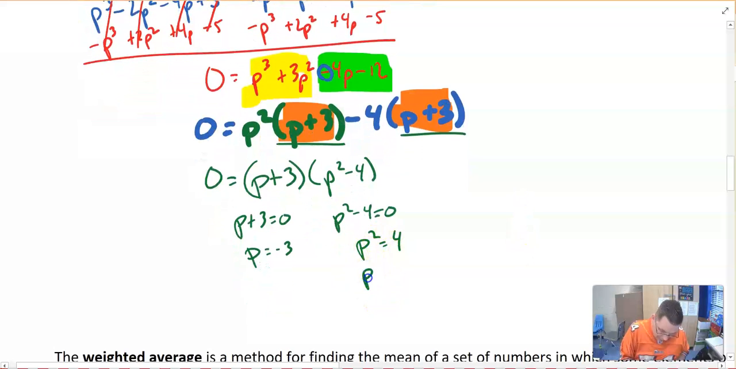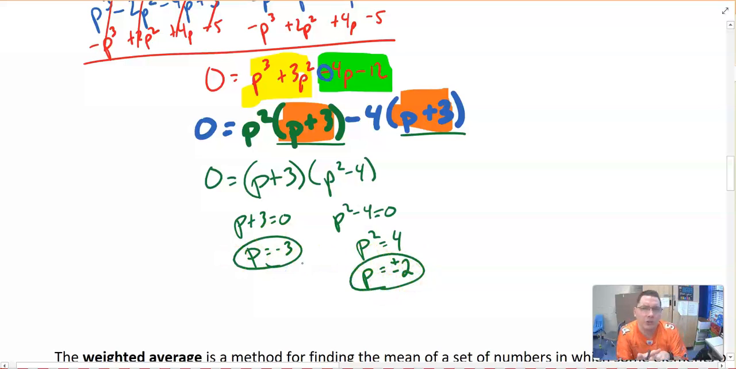So take the square root of both sides, so p, and remember that when you take the square root of something that was squared, you need what? That plus or minus, right? So we're going to get positive or negative 2. So these are my 3 potential solutions.